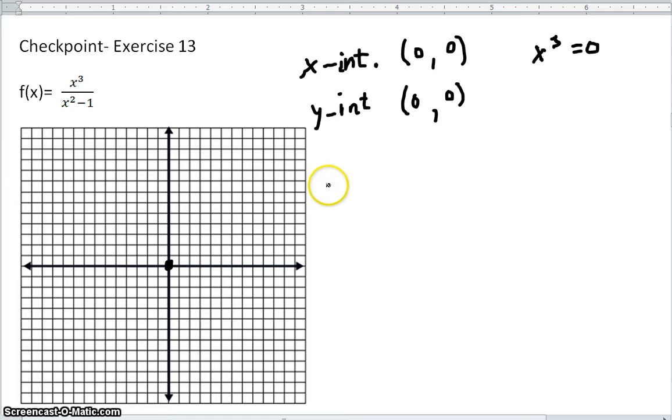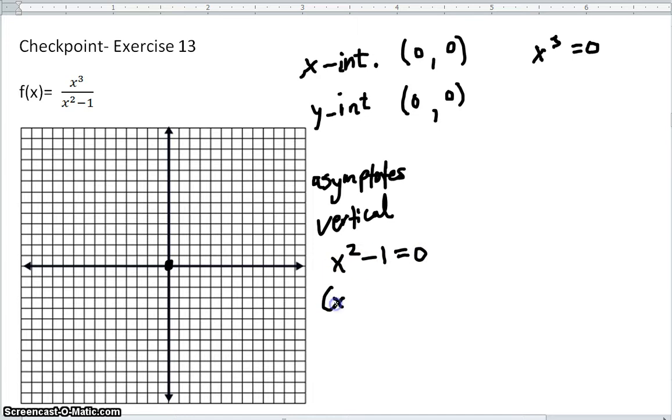So now I've got to talk about the asymptotes of this. If we're going to talk about the asymptotes, we first have to talk about our vertical ones. The vertical ones are where the denominator is equal to 0. And if you look at this, where this is equal to 0, we can factor that because it's equal to x plus 1 times x minus 1. So I have two different spots where it's going to be a vertical asymptote, at positive 1 and negative 1.